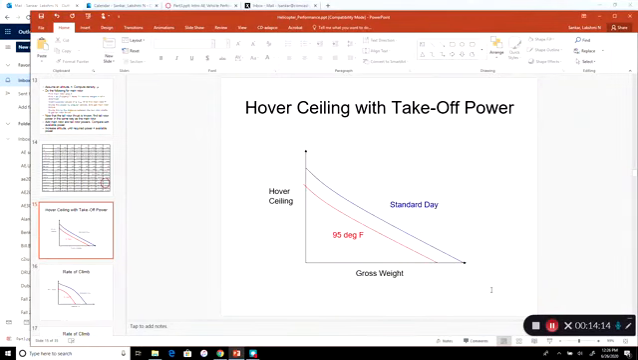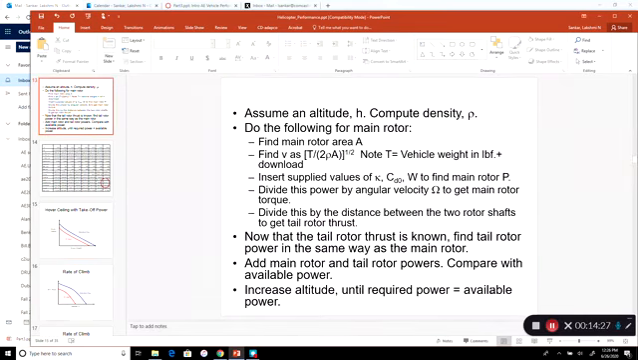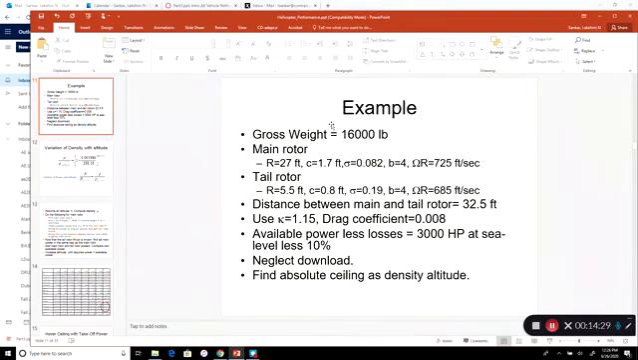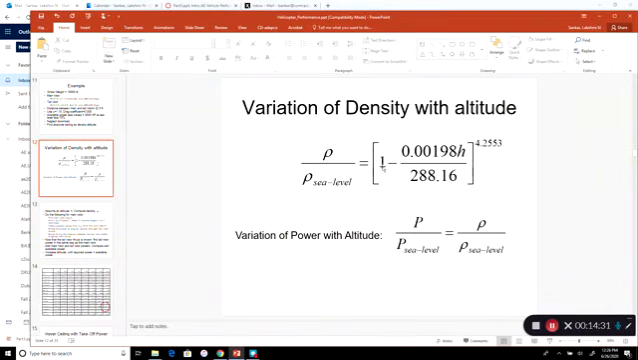We are going to do some detailed worked out examples. So this is an example of how you would do service ceiling and absolute ceiling for a Black Hawk-like helicopter. In this problem, we have assumed the weight of the vehicle. Okay, so everything was done for a fixed weight.